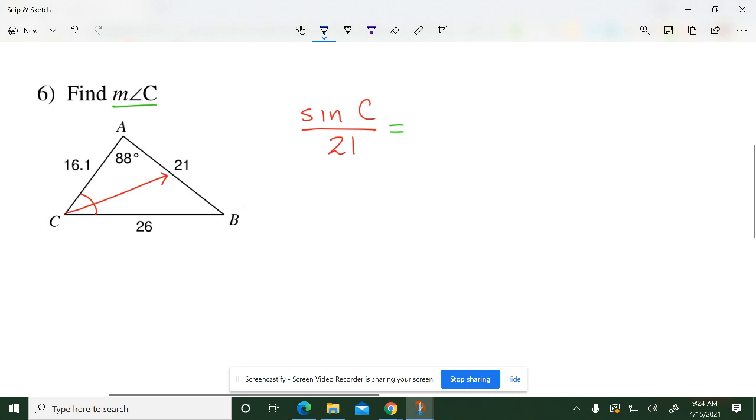Now I need a second fraction. To make a second fraction, I have to have an angle I already know, because I already have an angle I don't know. And that would be angle A. I know angle A is 88 degrees. And again, I want to find the opposite side. I go across from angle A to the other side of the triangle, and I get the 26. So my second fraction is sine of 88 over 26, the opposite side.